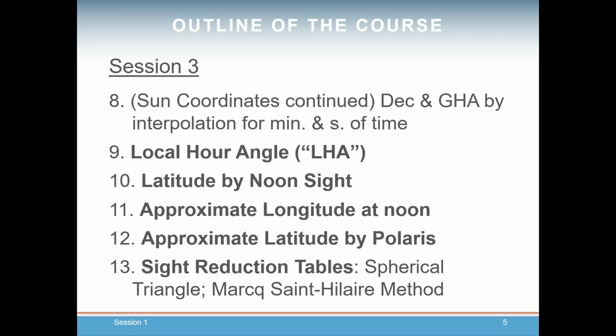At that noon sight, you can also approximate longitude. We can also approximate latitude by sighting on Polaris. Then we'll talk about the sight reduction tables, which we use to calculate our position. In that session, we'll talk about the spherical triangle and the Marcq St. Hilaire method, which is the method we'll be using to determine our location using celestial navigation.